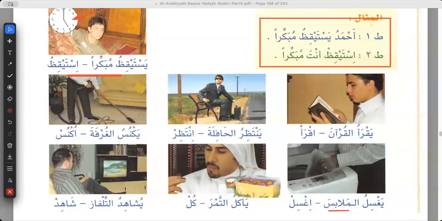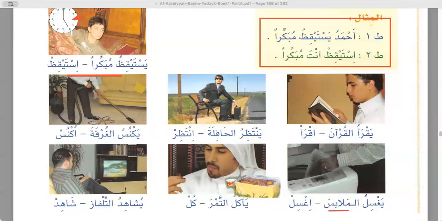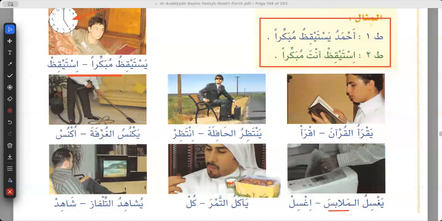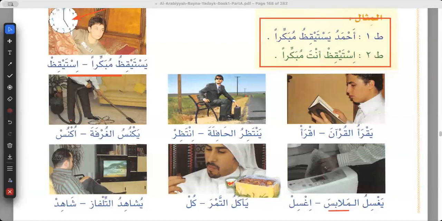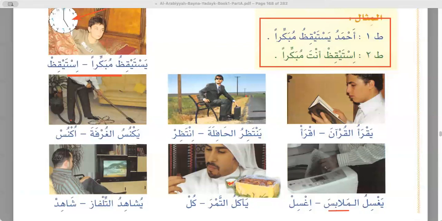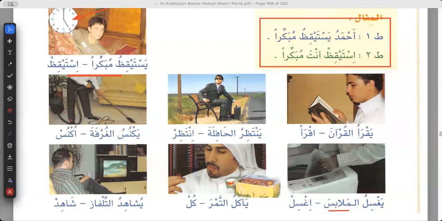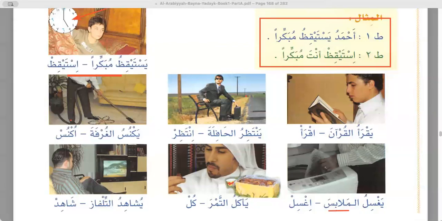Now, if you want to command a female to recite Quran, what will you say? If you say iqra anta al-Quran, you are addressing a male. What if you are a female? Iqra'i al-Quran anti. Barakallahu feek. Let's move to the next one.